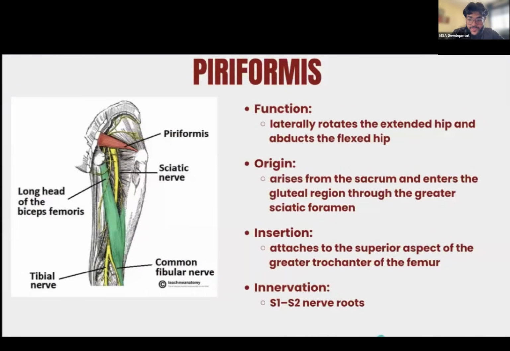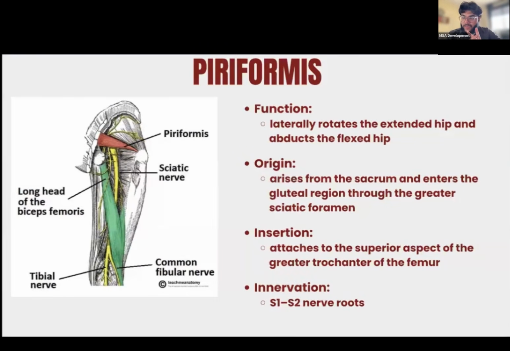Next up, we'll be talking about the other muscles of the gluteal region, starting off with the piriformis, okay? The piriformis is basically responsible for the lateral rotation of the hip and abduction of the flexed hip. So you want to remember, it abducts the flexed hip, not the normal hip. Its origin is from the sacrum and it exits through the greater sciatic foramen, and then it inserts into the superior aspect of the greater trochanter of the femur.